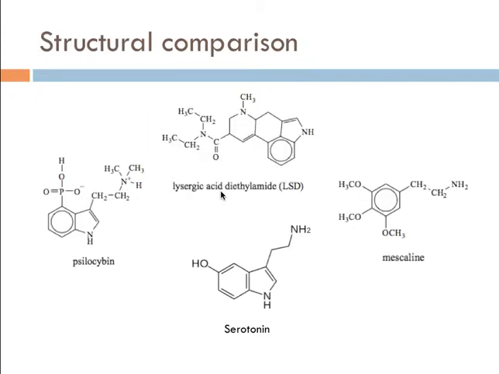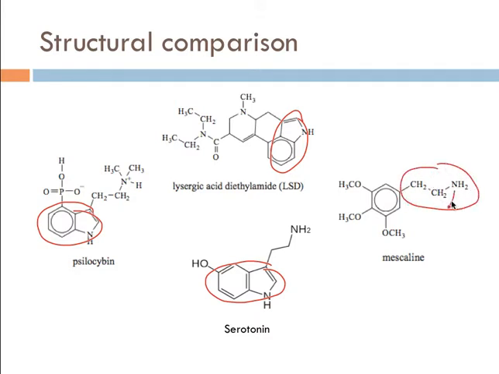Okay, let's do a structural comparison of LSD with psilocybin, serotonin, and mescaline. And if you notice, I've got that indole functional group here, here, and here. Okay. This does not have the group, but it has this chain. And if you think about this chain, if that nitrogen were able to move down here, you would have a structure very similar to that indole structure that is present in the other compounds.